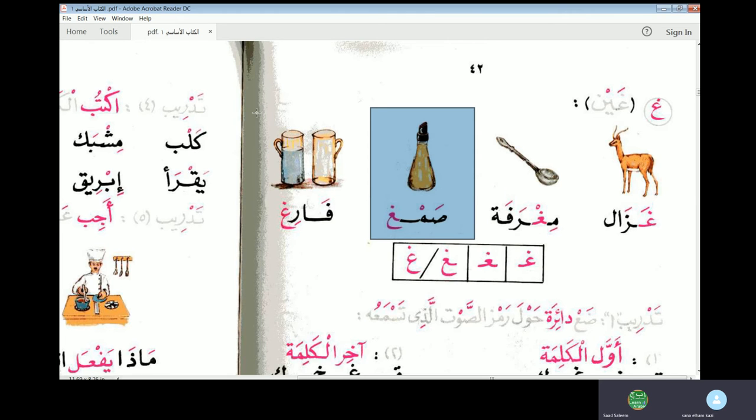Glue, that we use to stick. What is it? Glue is what we use to join things together. Okay. Or you can also call it bone.